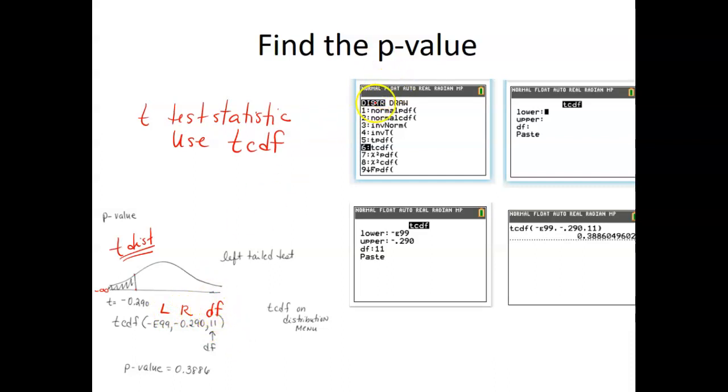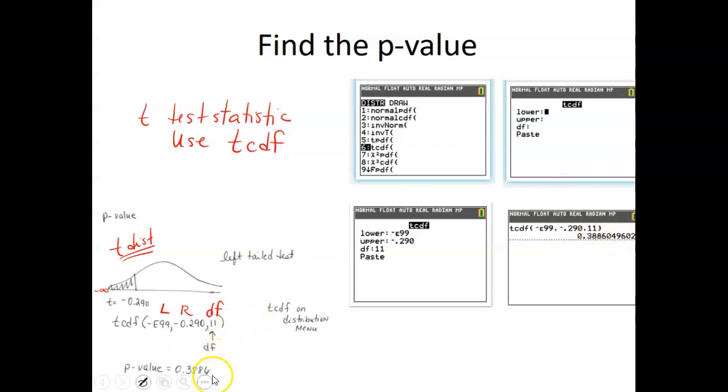The place it's located is the distribution menu, the same place you go for your normal CDF and your inverse norm. Just down a little bit further, you should see t-CDF. From my experience, everybody has this. Not everybody has inverse T, but as far as I know, everybody with a TI-83 or 84 or the plus versions has a t-CDF. Enter your lower and upper bound and your degrees of freedom, and you come up with this value, which is your p-value.